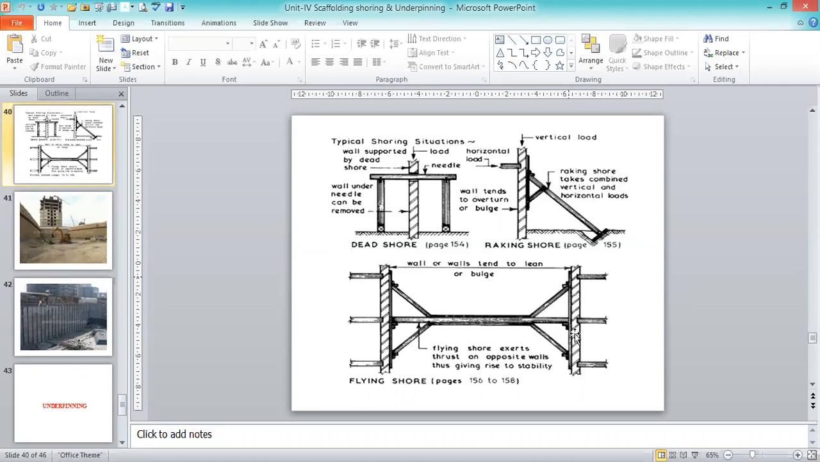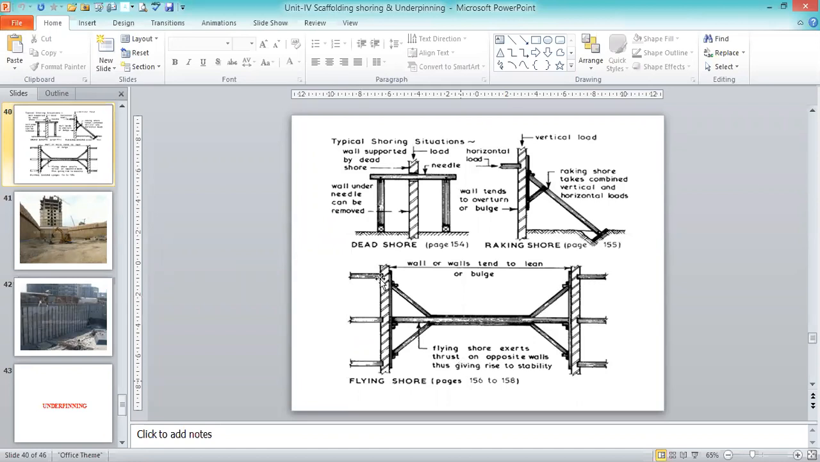This vertical is one side of the building. This vertical gives you the other side of the building. And this is the horizontal shore we are going to provide. The strainer piece will be provided, and rackers will be provided. This diagram shows the dead shore, racking shore, and flying shore.